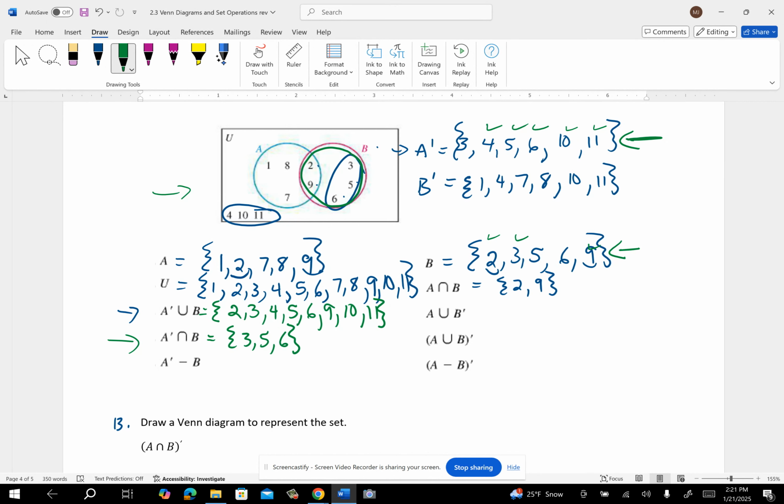So if I looked at this set and I looked at this one, and I'm looking for what's in common, it's just the 3, the 5, and the 6. Another way to read that is that you're in B, but not in A. In B, but not in A. Another way to see that.